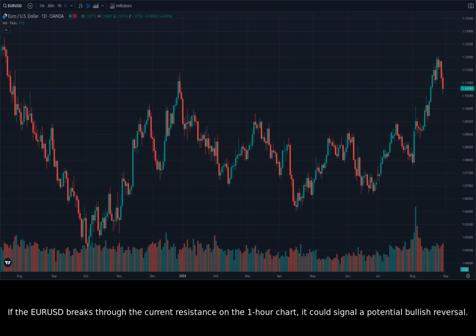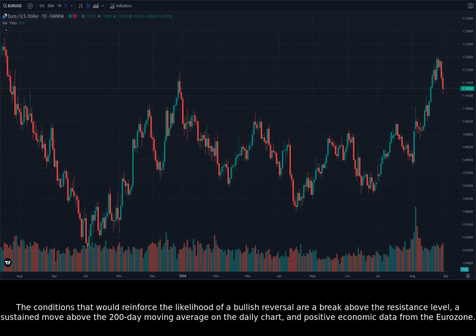If the EURUSD breaks through the current resistance on the 1-hour chart, it could signal a potential bullish reversal. However, the likelihood of this happening is low due to the overall bearish sentiment and the failed breakout attempts. The conditions that would reinforce the likelihood of a bullish reversal are a break above the resistance level, a sustained move above the 200-day moving average on the daily chart, and positive economic data from the Eurozone.